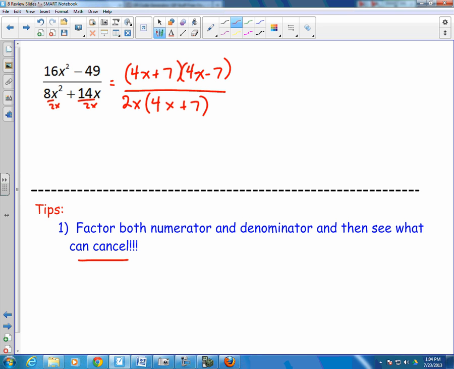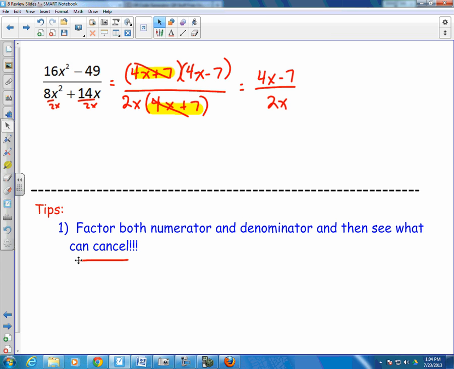So look at here. Now you see the same thing, 4x plus 7, top and bottom. That's something that you can cancel. So when I see the same thing top and bottom, we have a cancel party. Cancel them out. What's left on the top is 4x minus 7. What's left on the bottom is 2x.